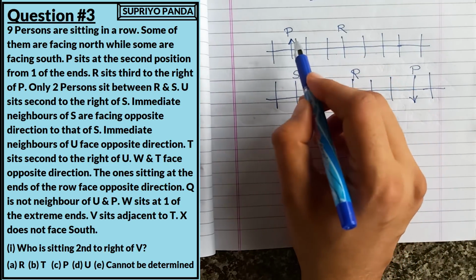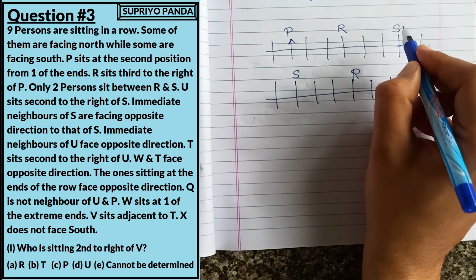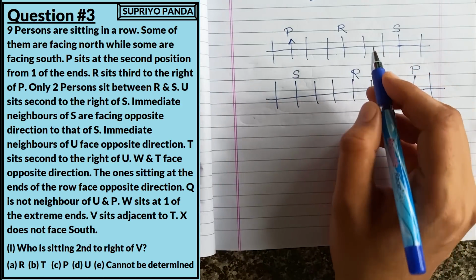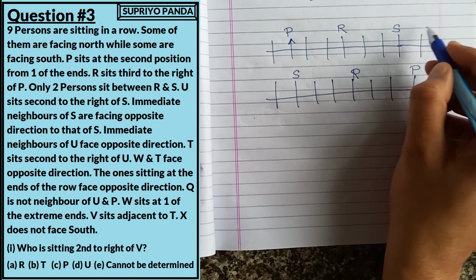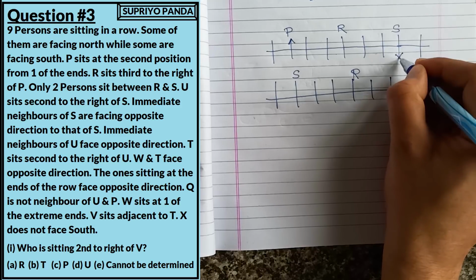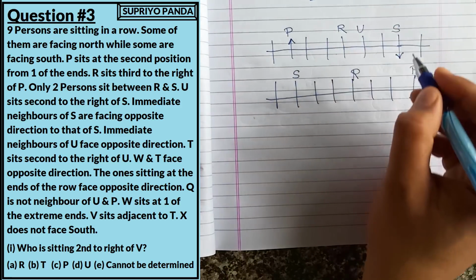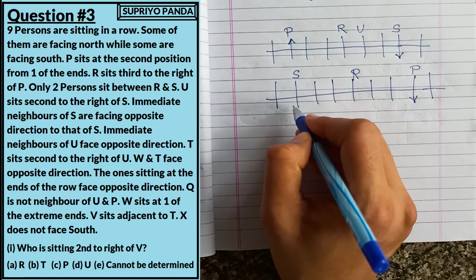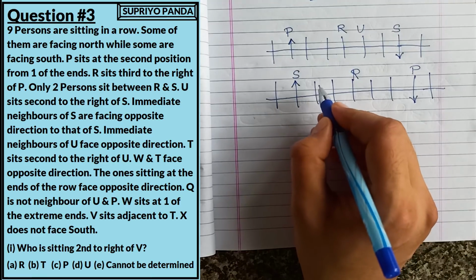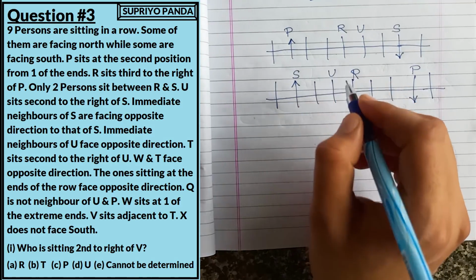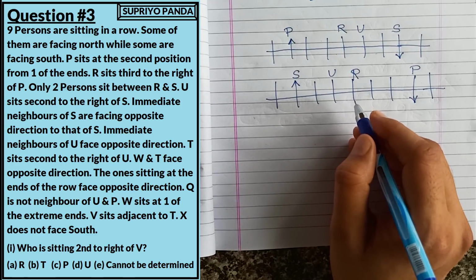Now again similarly, can S be over here? No, we have P over here. So S has to be over here in this arrangement. Next thing, U sits second to the right of S. Okay, again we cannot have U over here, so S must be facing in this direction, and U sits second to the right of S, so U will be over here, and here as well, so we cannot have facing over here, so S has to face over here, and U sits second to the right of S, so U will be over here.